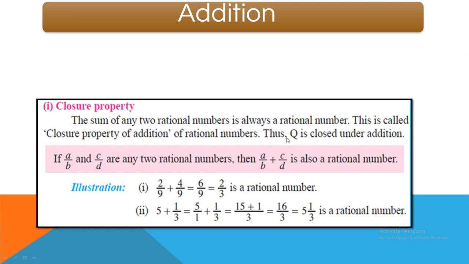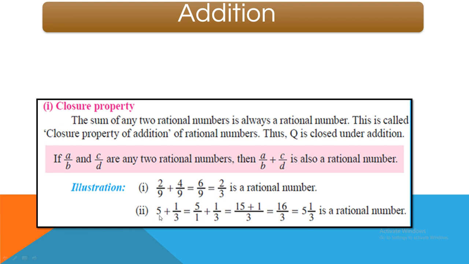Q means all rational numbers are closed, meaning if we add any two rational numbers, we will again get a new rational number. For example, if we have 2 by 9 and 4 by 9, if we add them together, we get another rational number, 6 by 9, in lowest form it is 2 by 3.